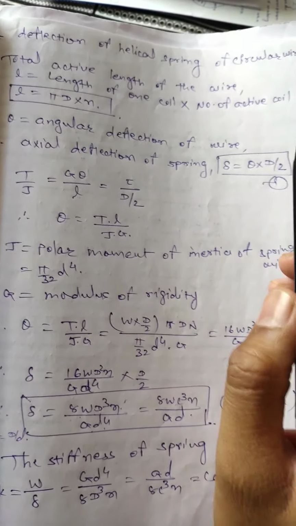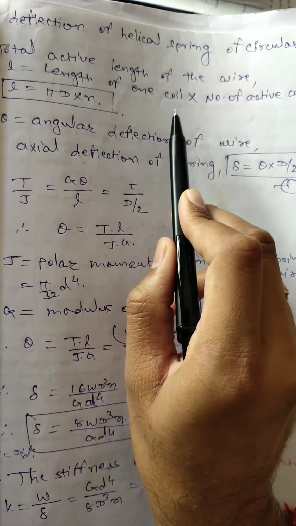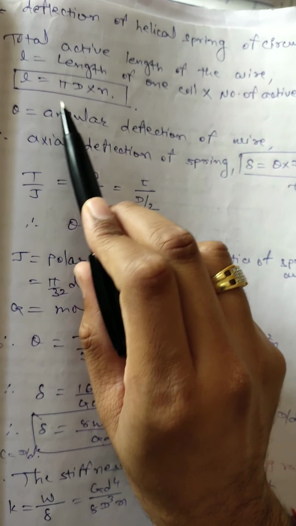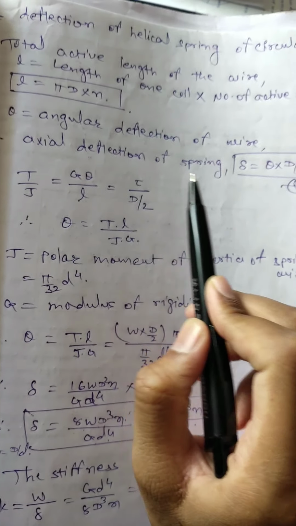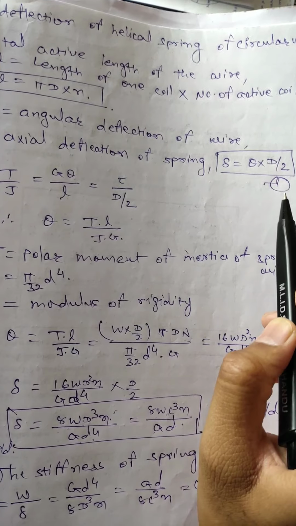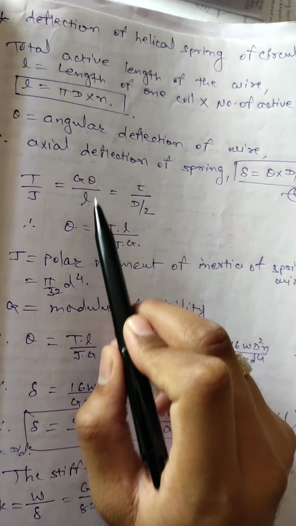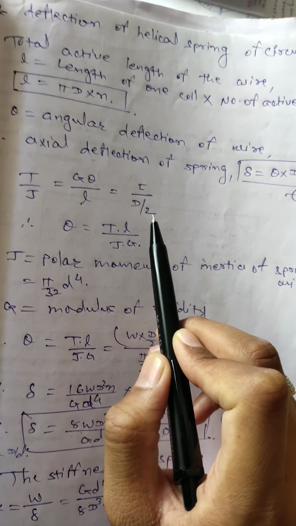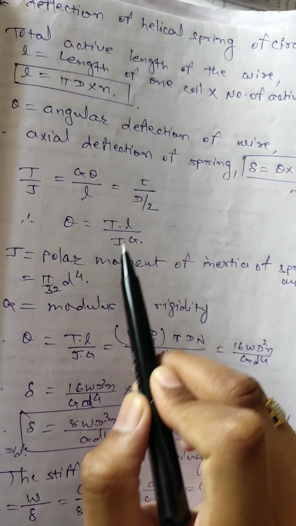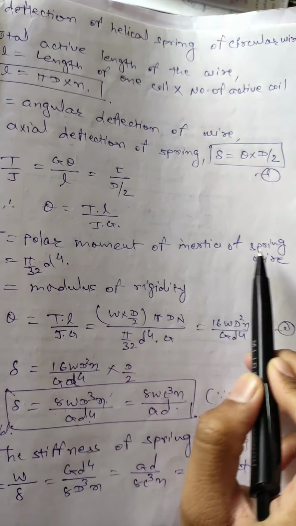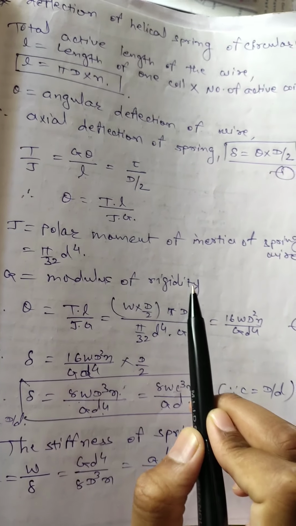With curvature, without curvature, of circular wire. Let the total active length of the wire L be equal to the length of one coil multiplied by the number of active coils. It means L is equal to pi D into N. Where theta is the angular deflection of the wire, the axial deflection of the spring is delta equal to theta into D by 2. This is equation number 1. For T upon J is equal to G theta upon L is equal to tau upon d by 2 for the shaft. From this equation we get the angular deflection theta equal to TL upon JG, where J is the polar moment of inertia of the spring wire, J equal to pi by 32 d raised to 4, and G is the modulus of rigidity.